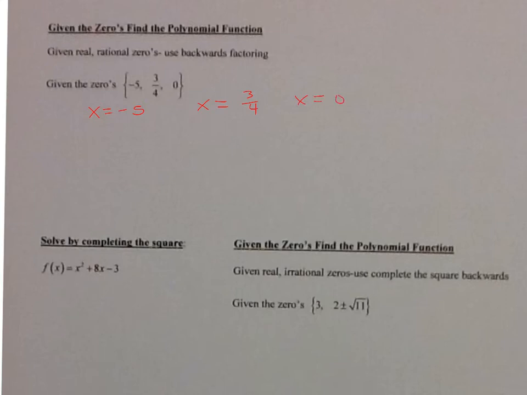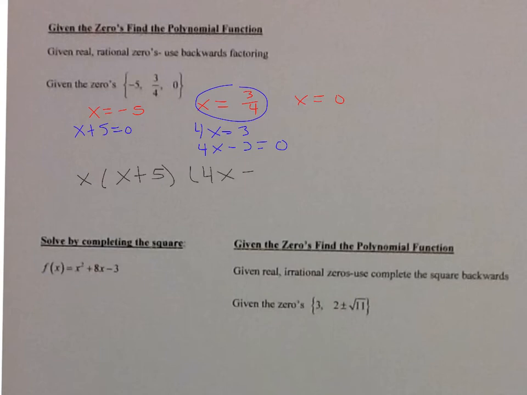All right, so now I'm going to get them to equal 0 because I'm just doing backwards of factoring. So I do x plus 5 equals 0. This here I'm going to multiply both sides by 4, so I get 4x equals 3. Minus 3, I get 4x minus 3 equals 0. And then I still have just x equals 0. So now I have my factors. My factors are x plus 5, and 4x minus 3.